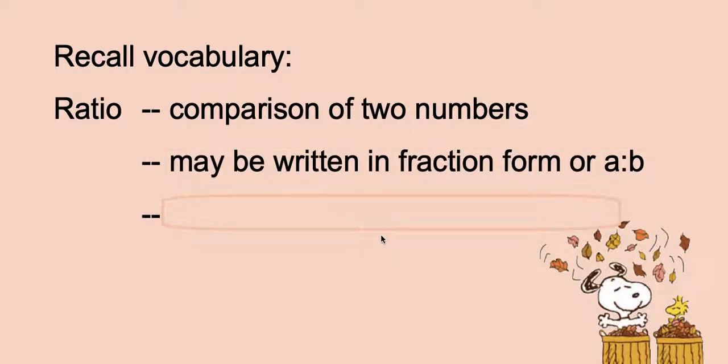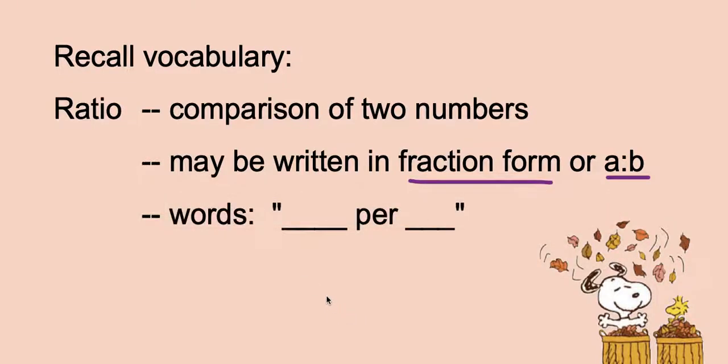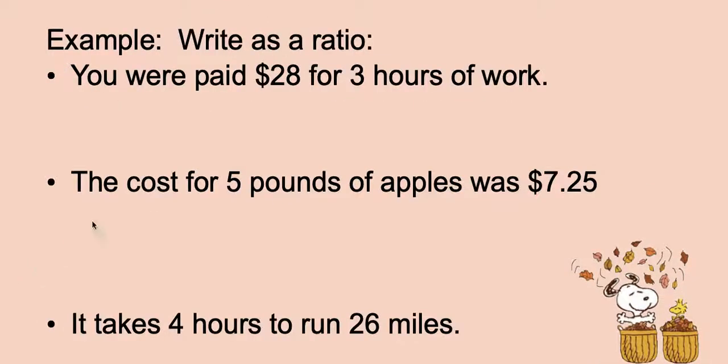A ratio can be written in fraction form. It can be written as A per B in this way. And it can also be written in words. So apples per basket, dollars per hour. So those are three different ways that ratios can be written. We're going to take a look at an example of each of those.